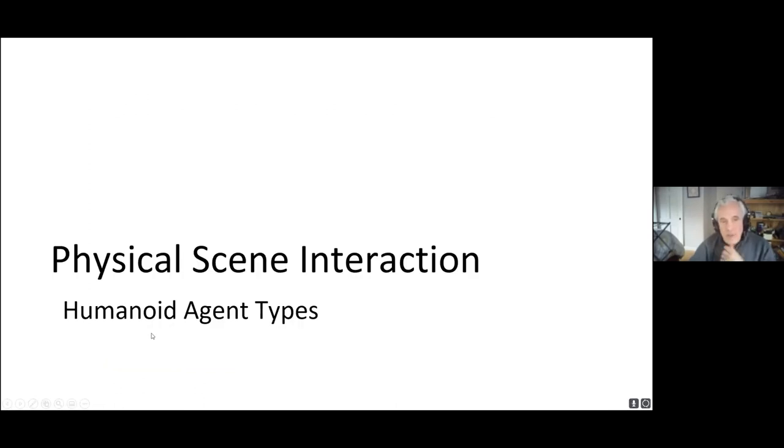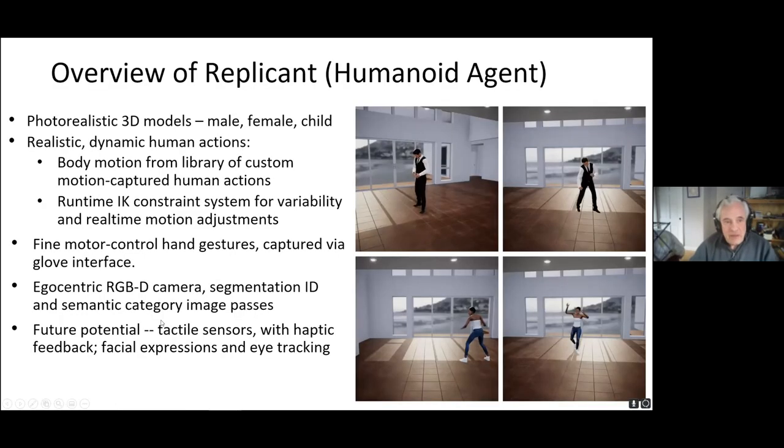So far we looked at the robot side of human-robot collaboration. Let's take a look now at the human side. As I mentioned earlier, a big part of our current development is the humanoid agent. We're calling this agent Replicant, and it will be able to physically interact with the environment at a detailed level. The agent will utilize a range of photorealistic 3D model skins, allowing agents to be easily male, female, or even a child. This visual realism will be augmented with equally realistic body motion derived from motion capture data. We have a couple of strategies for building a library of motion capture data, which I'll go into in more detail in a minute.